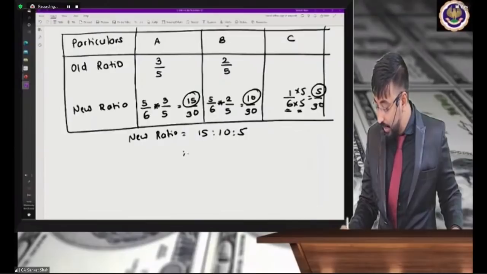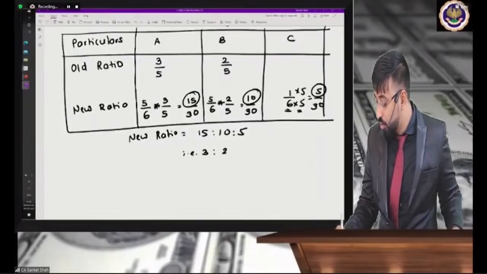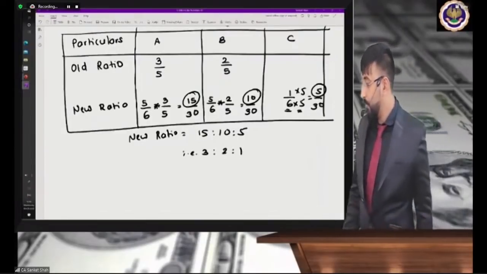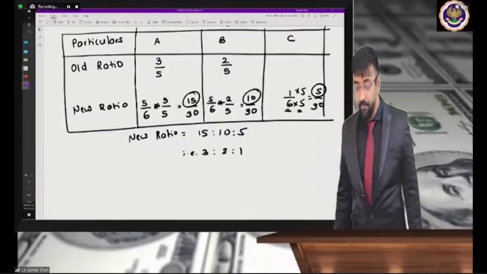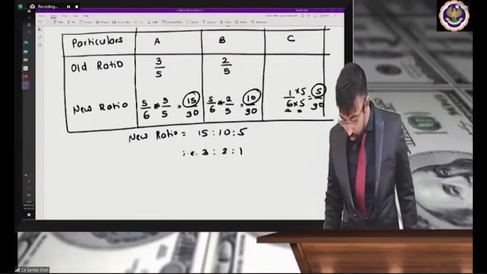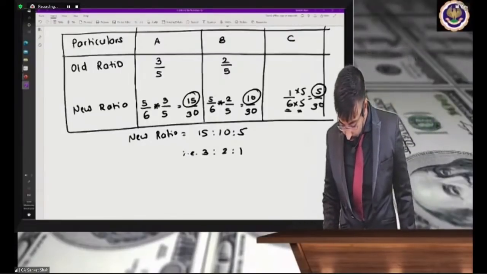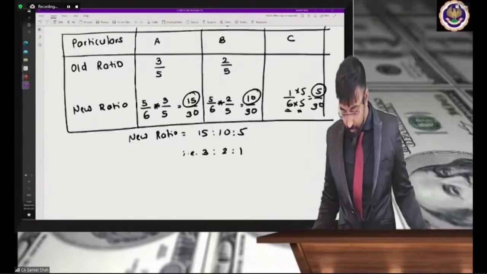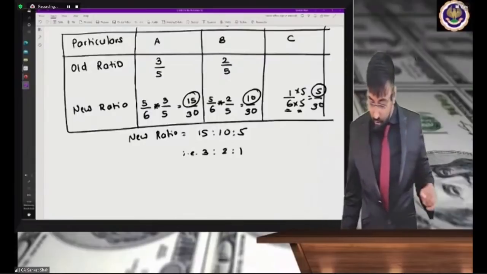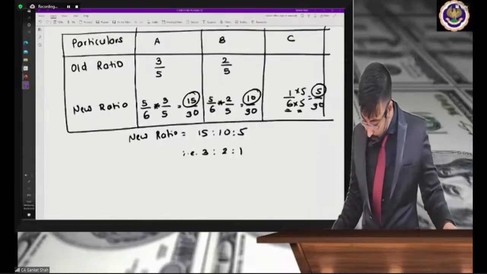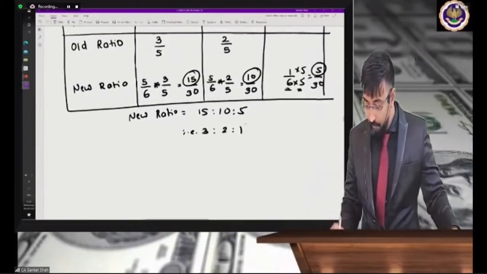Okay. So 15 is to 10 is to 5, we will reduce it. 3 is to 2 is to 1. So 3 is to 2 is to 1 is the new ratio.